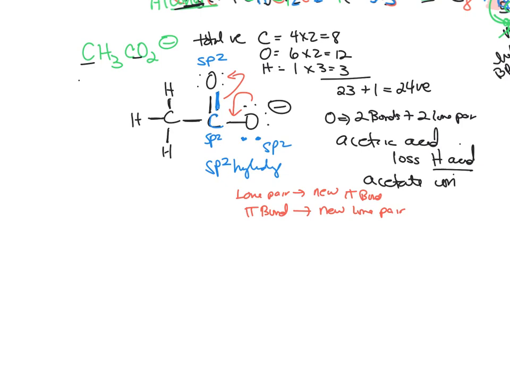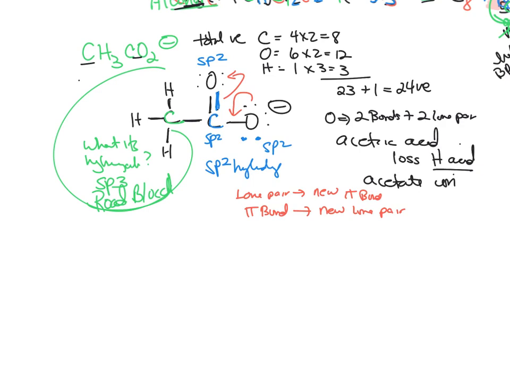Do we have to worry about this carbon over here? What's its hybridization? sp3. Okay, it doesn't have any lone pairs. It's a roadblock. There are no electrons coming over here. There's no unhybridized p orbital, so we don't have to worry about that.